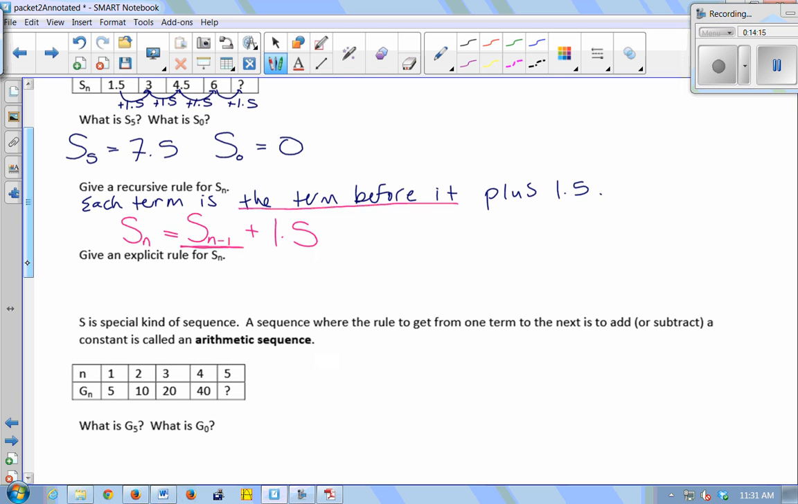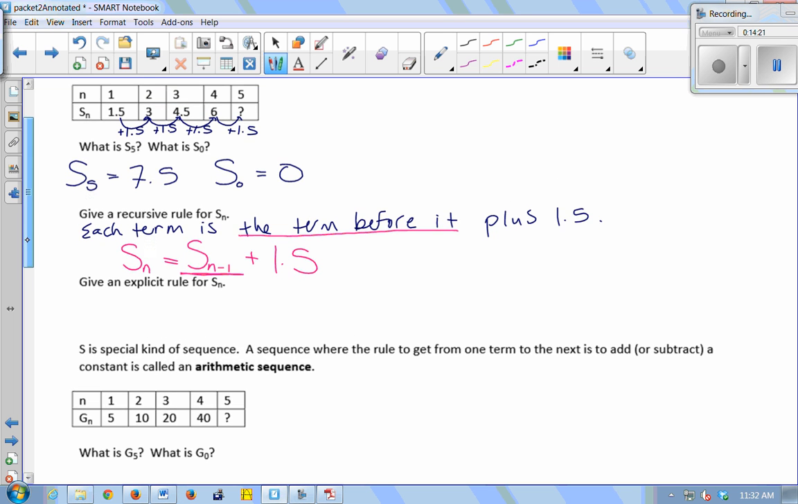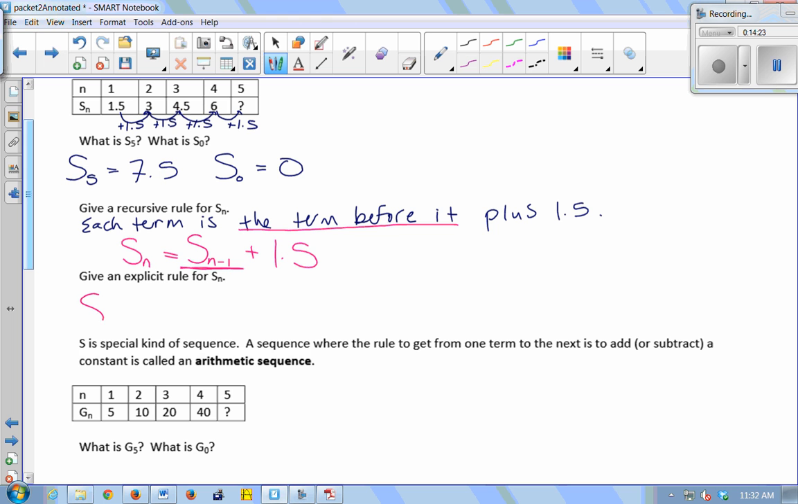All right, now an explicit rule. So often the explicit rule is a little bit harder to find. So in an explicit rule, I have to write S sub n equals, right? But I can't use any other terms in the list. So I can't use S sub n minus 1 in my formula. All I can use is n. So if I want to find out S sub 25, the only number I'm allowed to use in my calculations on this side of the equal sign is a 25.